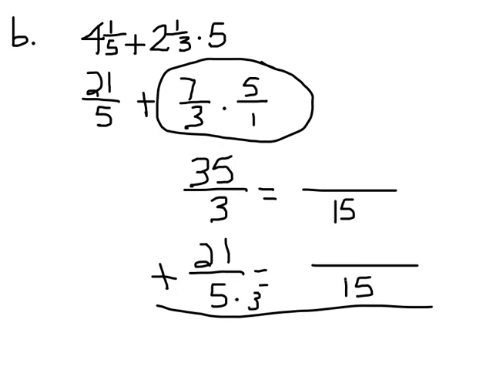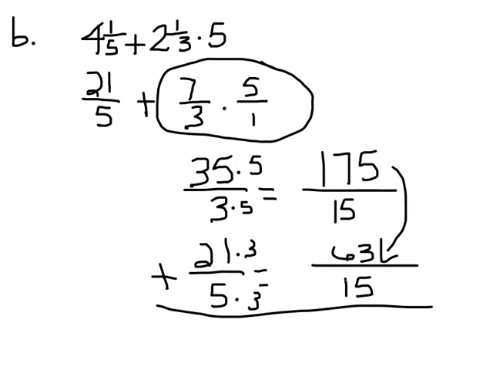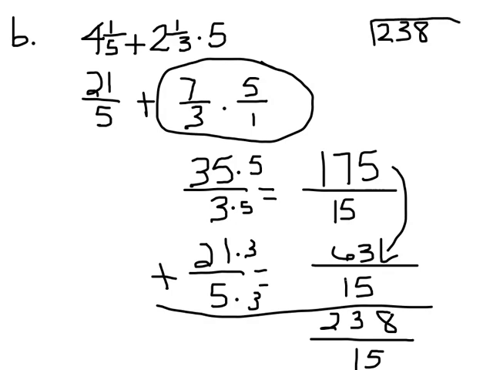5 times 3 is 15. 21 times 3 is 63. 3 times 5 is 15. 5 times 35 is, let's see, 35, 70, so 140, 175. And 175 plus 63, 5 plus 3 is 8, 7 plus 6 is 13, and carry that 1, 238 over 15. And you probably are going to want to simplify that, and to do that you would just divide 15 into 238.